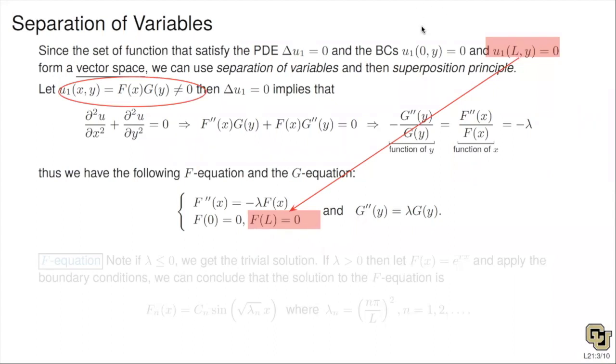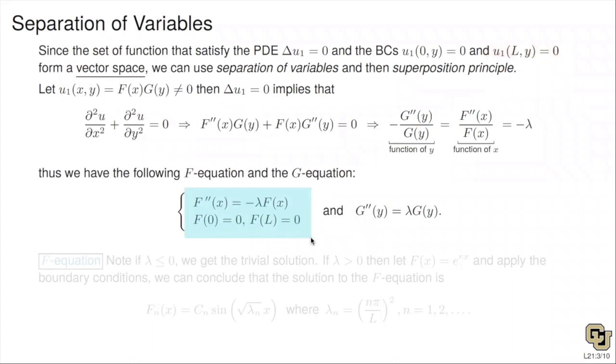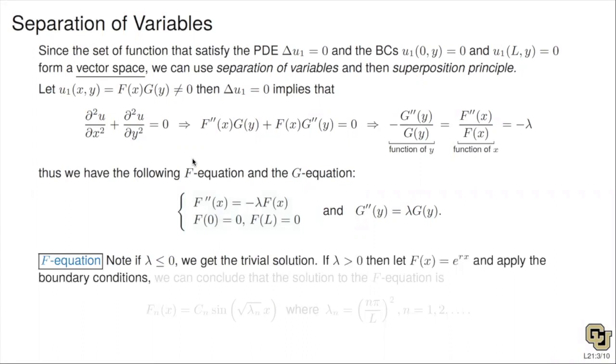And so now we get two equations. And this f equation actually is familiar to us. It's the same as the space domain problem, the eigenvalue problem, as when we did the heat equation with trivial Dirichlet boundary conditions. So this is the same. We're expecting to see a sine series here, at least in the x variable. So here we can show that the only case where we get non-trivial solutions is if lambda is greater than 0.